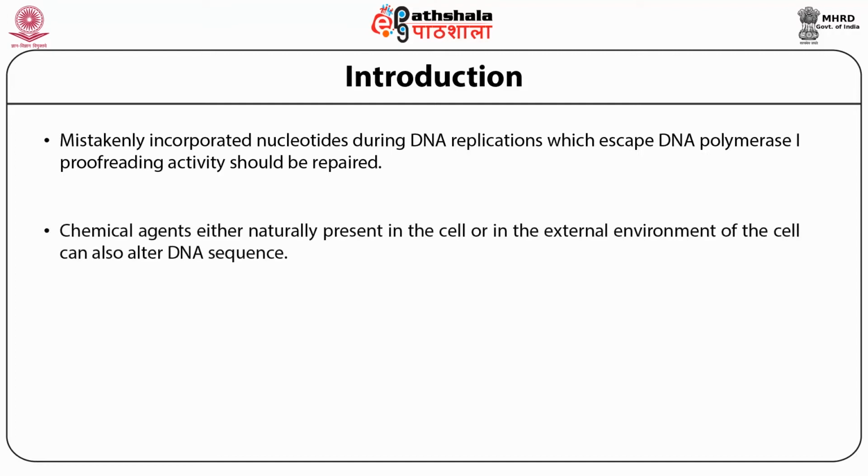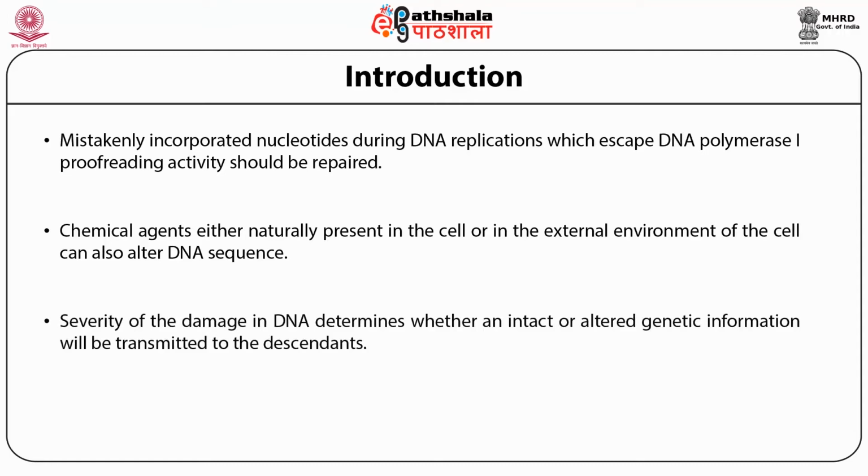Chemical agents, either naturally present in the cell or in the external environment of the cell, can also alter DNA sequence. The severity of the damage in DNA determines whether the damaged portion can be repaired and transmit the intact genetic information, or cannot be repaired, leading to the loss of genetic information and sometimes cell death. Sometimes altered genetic information is passed on to the daughter cells because of imperfect restoration of gene sequences, producing mutations.